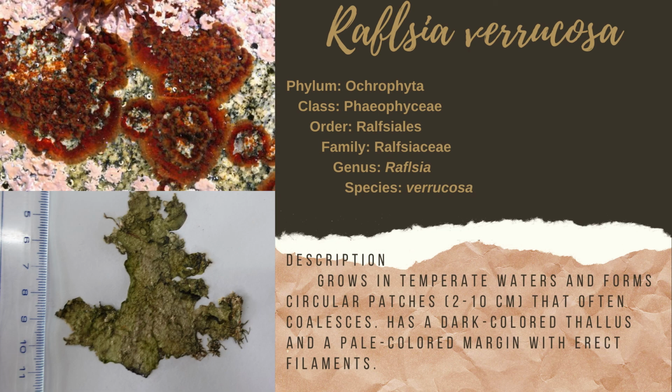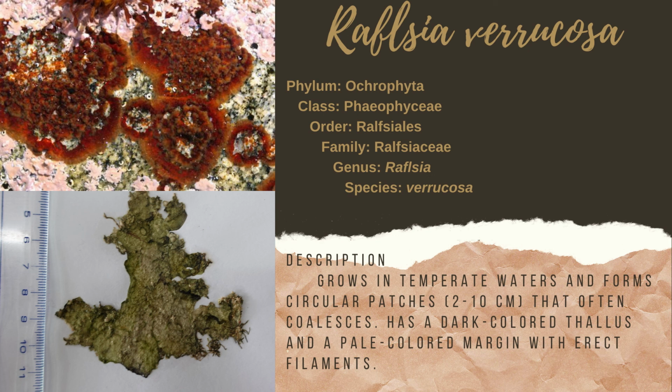Rosenvingea verrucosa, under order Ectocarpales, grows intertidally in temperate waters, such as the sandy substrates of lower intertidal to shallow subtidal zones, forming circular patches that grow outwards from the center even when the center parts detach themselves from the substrate, often coalescing to form larger patches.